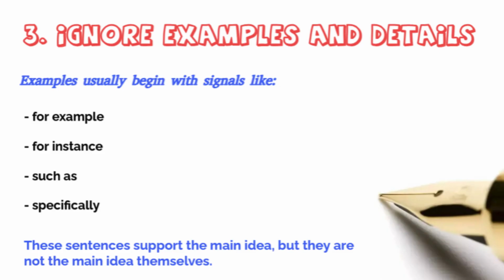Strategy 3. Ignore examples and details. Many TOEFL paragraphs include examples that support the main idea. However, remember this important rule: examples are not the main idea. Examples usually begin with signal phrases, such as, for example, for instance, such as, specifically. These sentences help explain the idea, but they are not the central point.